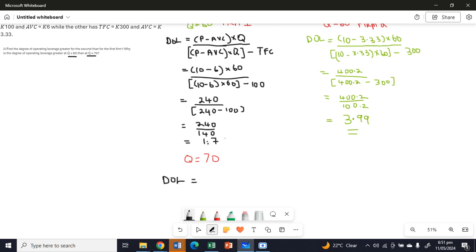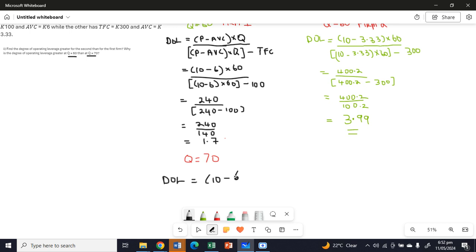So we just put the same information: price minus average variable cost times quantity, which is contribution, divided by contribution minus the total fixed cost, which gives us operating income. So again, our selling price per unit is 10 kwacha. Average variable cost per unit is 6 kwacha.